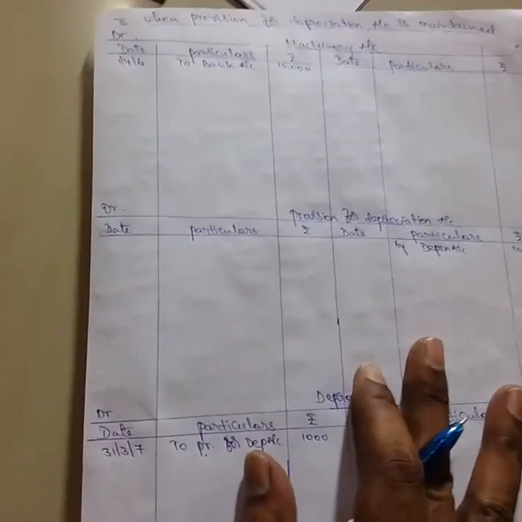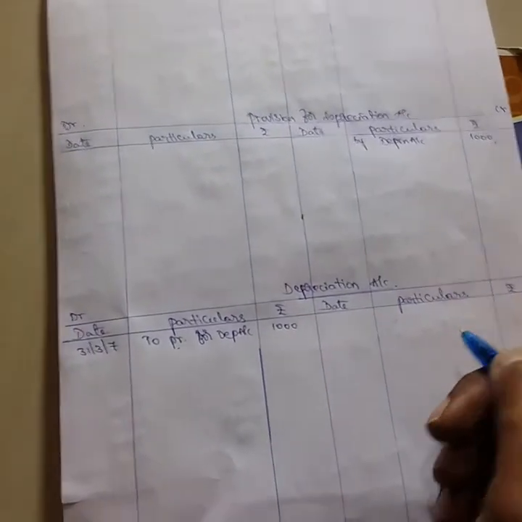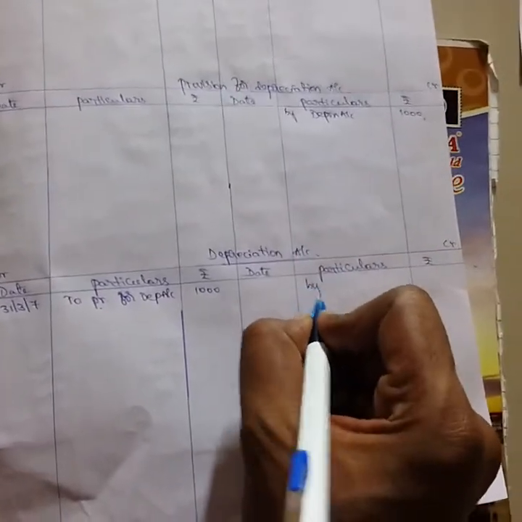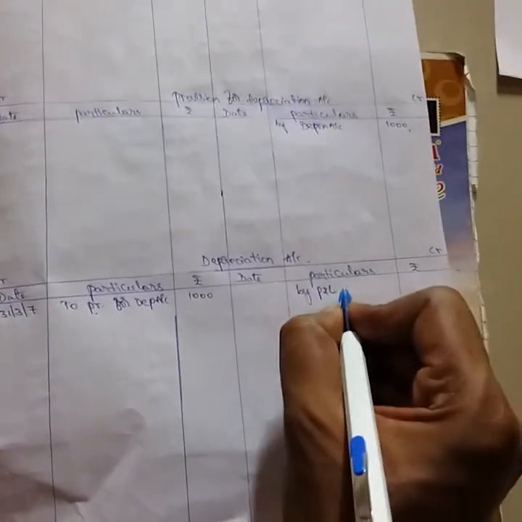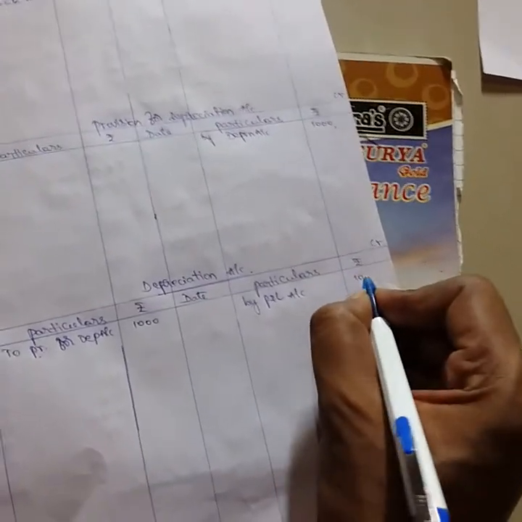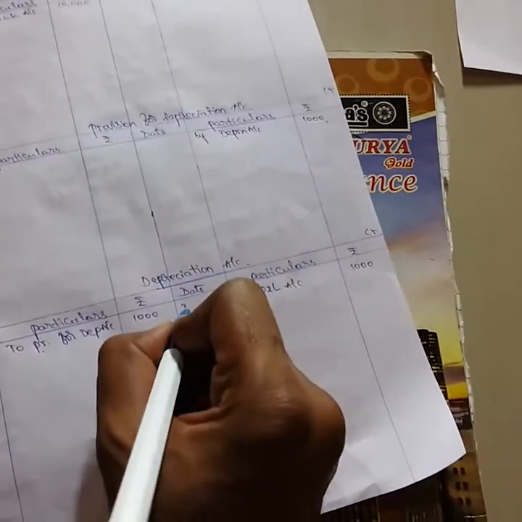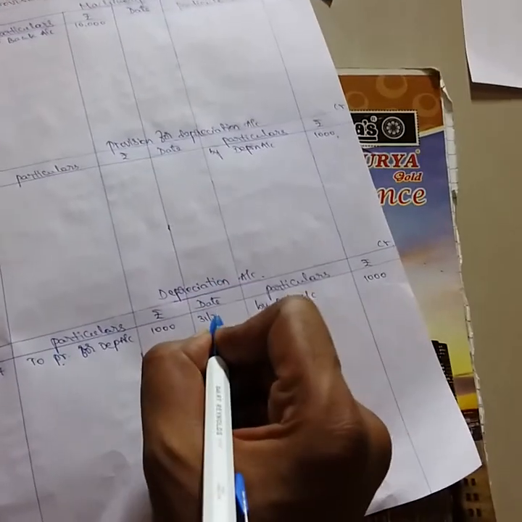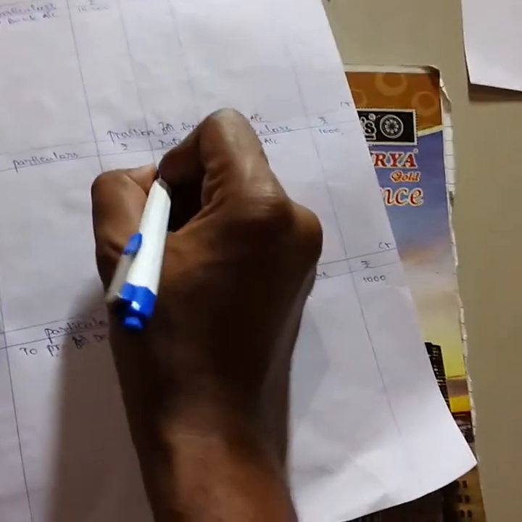And the third journal entry is the transfer of depreciation to profit and loss account. Journal entry: profit and loss account debit, depreciation credit, by profit and loss account 1,000. So it will be transferred on year end, 31st/3/2007.